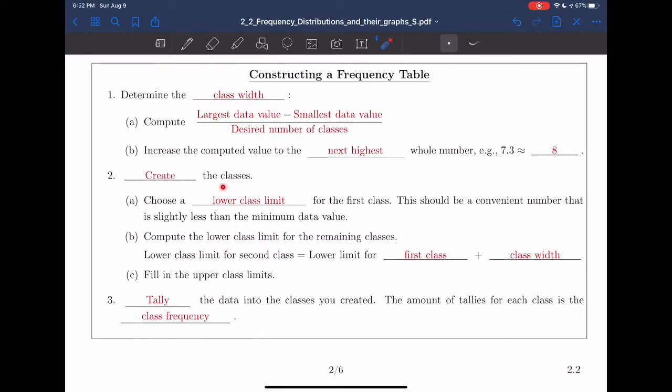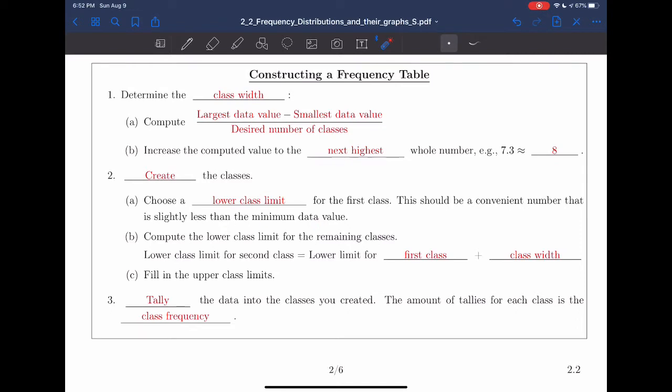Then you want to create your classes. So you want to choose a lower class limit for the first class. And this number should be very convenient. It should be slightly less than your minimum data value. Remember, it's not actually your minimum data value, it's something a little bit less.